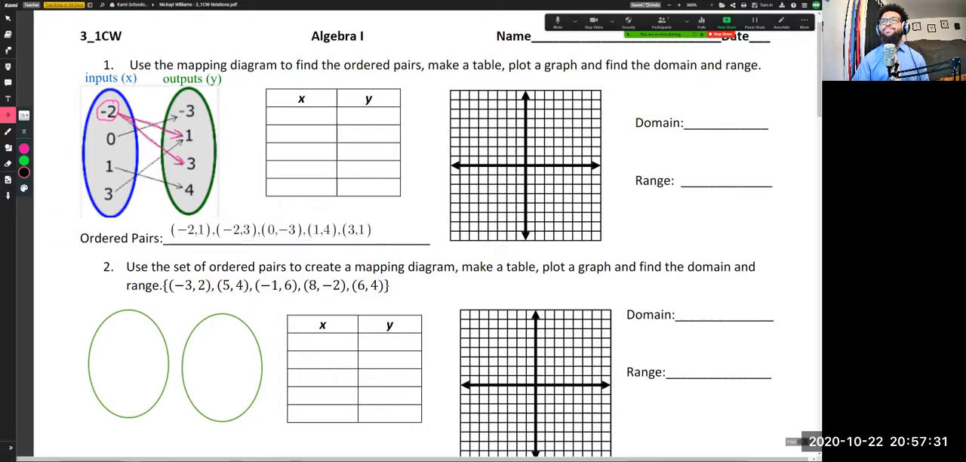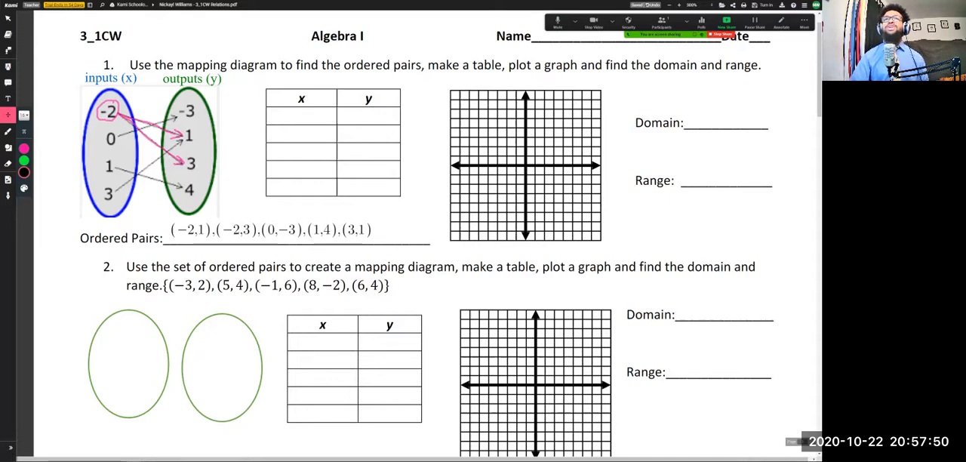Let me actually shrink this font a little bit so it fits better. Okay, so from our mapping diagram, we were able to list our ordered pairs, and we can go from our mapping diagram to our table, from a mapping diagram to a graph, from a mapping diagram to a range, in our domain. We can go from any one of these to any of the other ones. And that's what makes this stuff super, super cool to me.